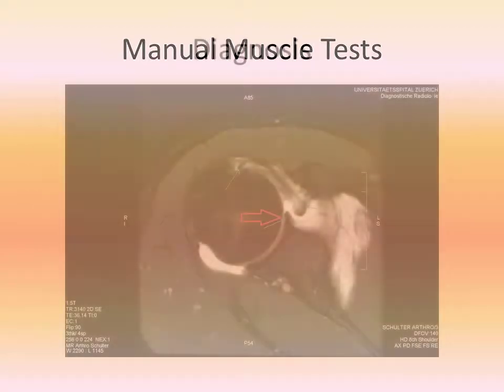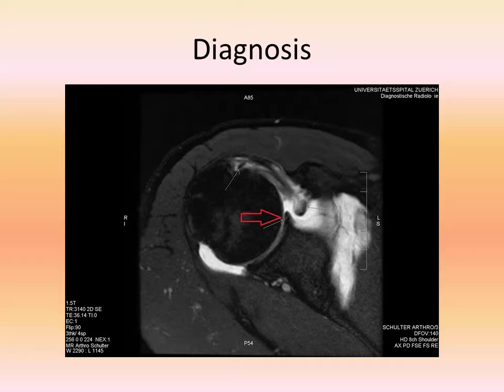During manual muscle testing, you will find a decreased biceps function. Diagnosis is going to be clinical, and it's typically a diagnosis of exclusion. What's left? What have we been able to rule out? It can also be done arthroscopically or through an MRI, and treatment will require a surgical reattachment.